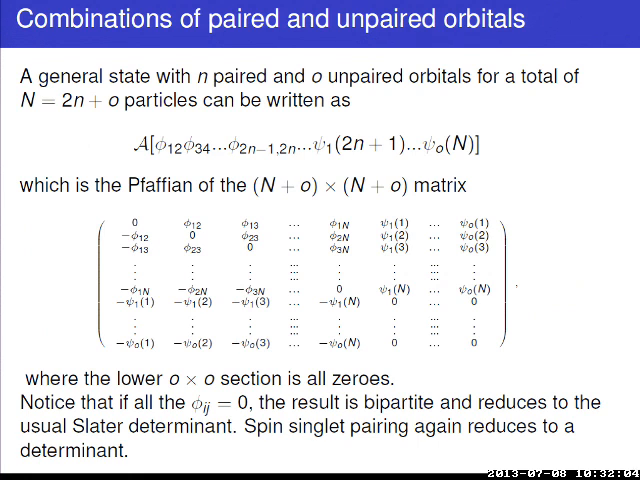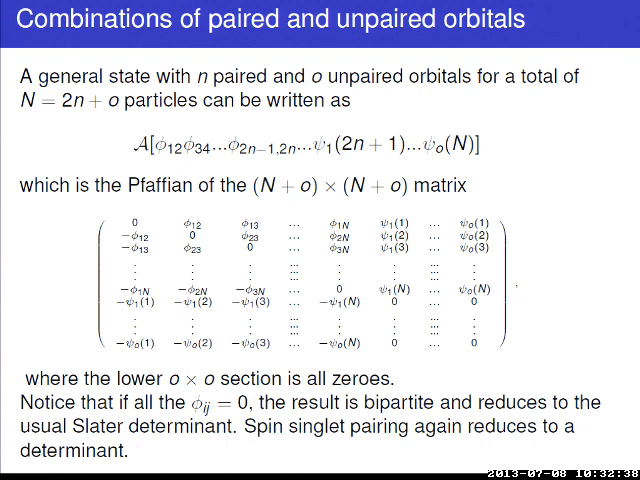The last thing I just wanted to say, you can then also write all of these as paired and unpaired. You can think of the Slater determinant as pairing particles with states. Since I never pair in a Slater determinant a particle with a particle or a state with a state, it's bipartite, and therefore it's a determinant. So you can think of the Slater determinant as I have a set of states and I have a set of particles, I pair them together, and this then is the pairing.